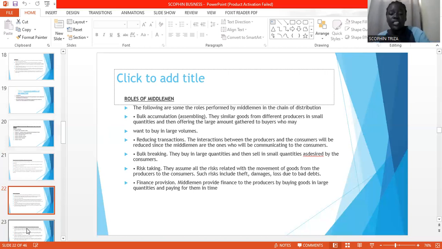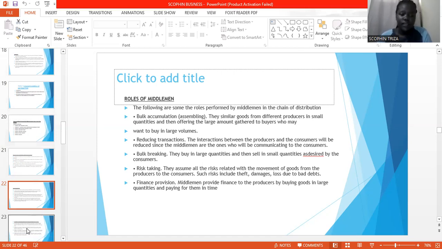They're also risk takers. They'll assume all the risks related to the movement of the goods from the producer to the consumer. Now, some of these risks may include theft, damages, and loss due to bad debts. The last role that they play is financial provision. The middlemen provide finance to the producers by buying goods in large quantities and paying them in time.